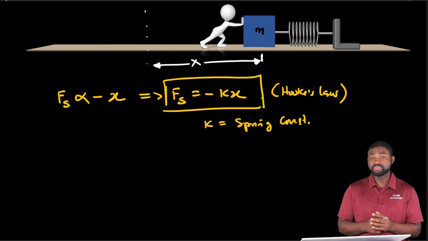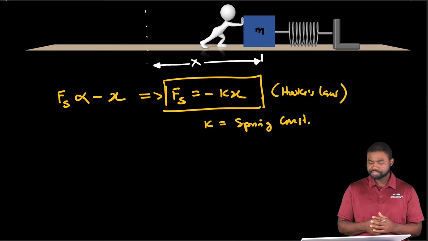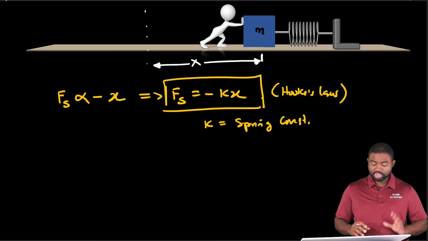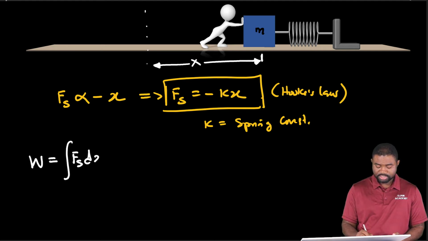Let me say that again. k is simply the force required to stretch the spring by a unit length. And that's pretty straightforward. So the work done by the spring, W, is defined as the integral of Fs dx. I'm going to integrate from x initial to x final.